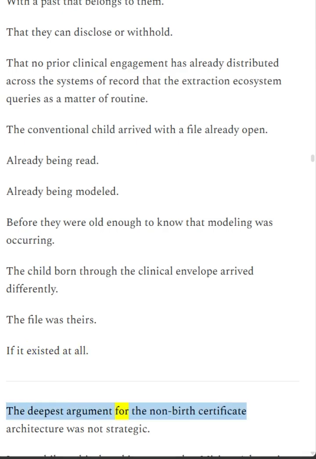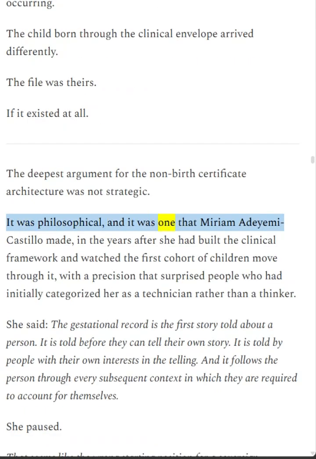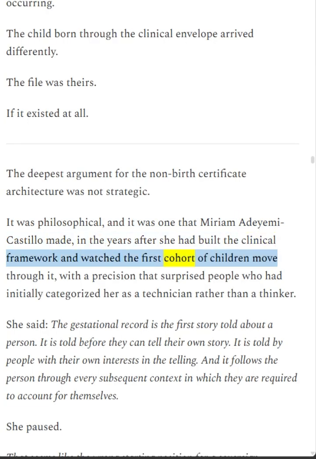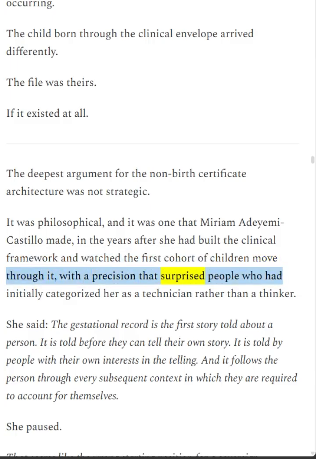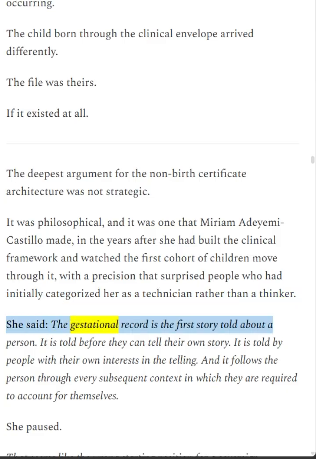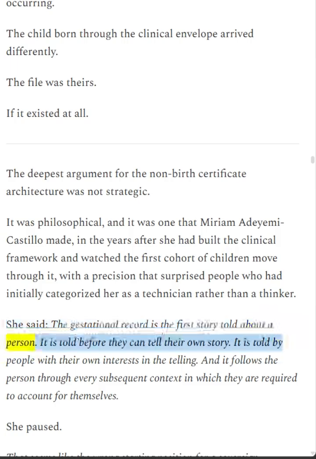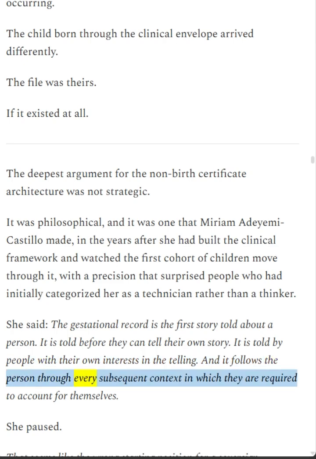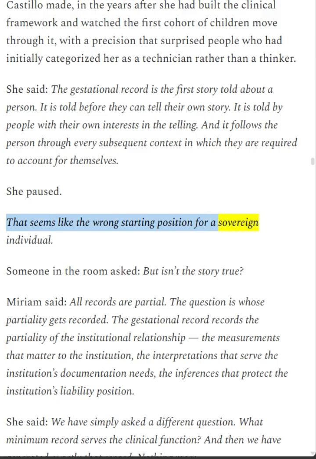The deepest argument for the non-birth certificate architecture was not strategic. It was philosophical, and it was one that Miriam Adeyemi Castillo made, in the years after she had built the clinical framework and watched the first cohort of children move through it, with a precision that surprised people who had initially categorized her as a technician rather than a thinker. She said, "The gestational record is the first story told about a person. It is told before they can tell their own story. It is told by people with their own interests in the telling, and it follows the person through every subsequent context in which they are required to account for themselves." She paused. "That seems like the wrong starting position for a sovereign individual."